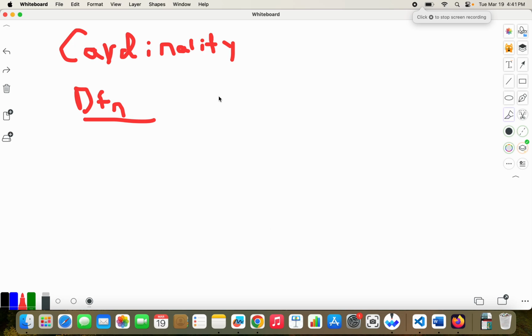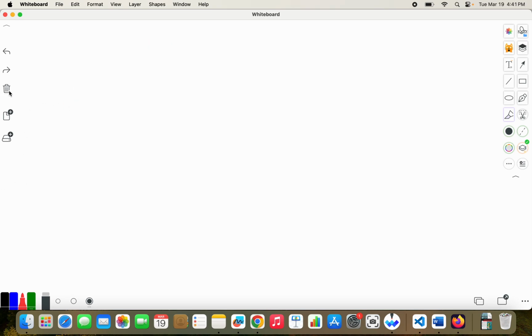Cardinality of sets, which is the second part of the lecture, about Cantor's theory of cardinality. So this is most of the stuff. So, definition. Yeah, I remember that.